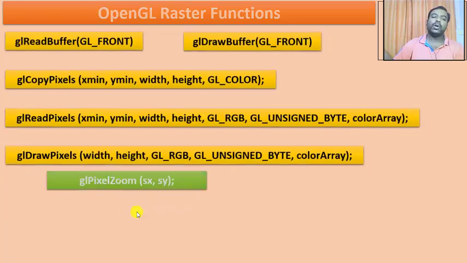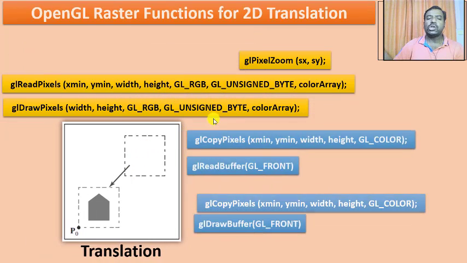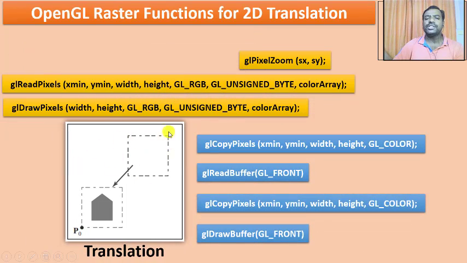This is how we are going to use the raster function right now. Using this raster function, we will see how we are going to have translation, how we are going to have rotation, and how we are going to have scaling. Whenever I am going to have translation, I just need to copy the pixel information by creating this block of pixel. And for that, the first API I am going to call is glCopyPixels.